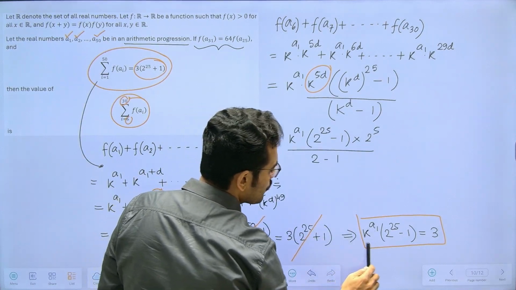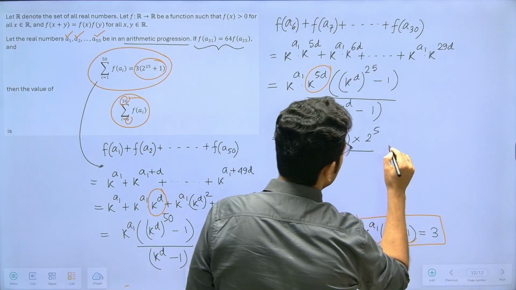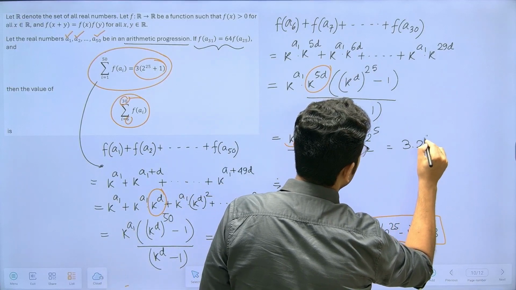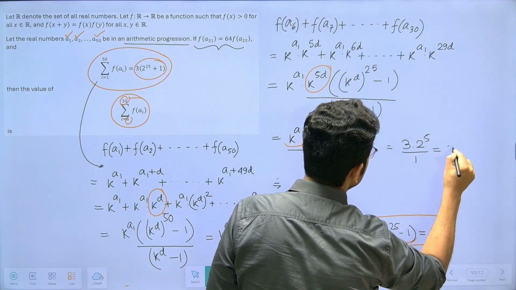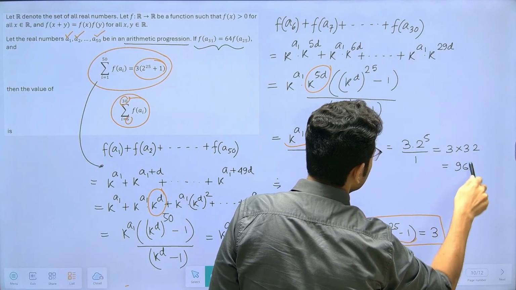Now we can substitute this factor here. This factor here is 3. So it will be 3 into 2 to the power 5 by 1. So that is 3 into 32. So the answer is going to be 96.